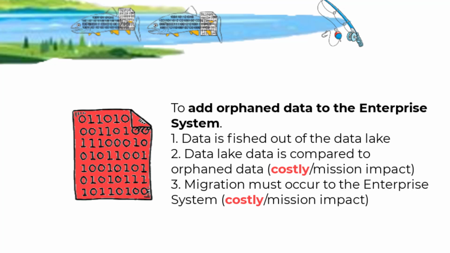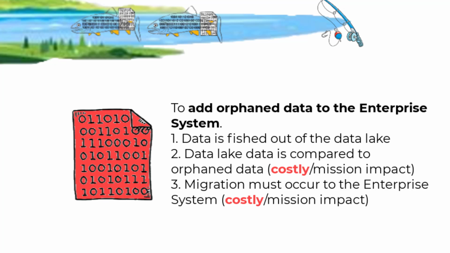Then we have to compare the migrated data to all of the orphan data. So represented here is just one file, but there could be thousands and thousands of files that have been impacted. So you have to compare all of the orphans to the data as it was originally migrated. Then step 3, you're going to have to take that delta, which represents the orphan data, and create a package and move it into the enterprise system.